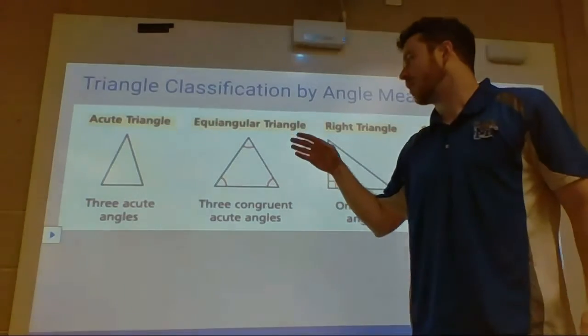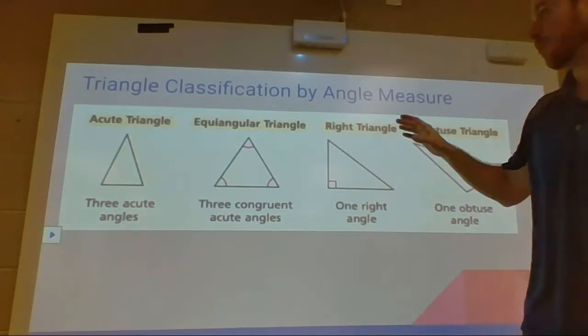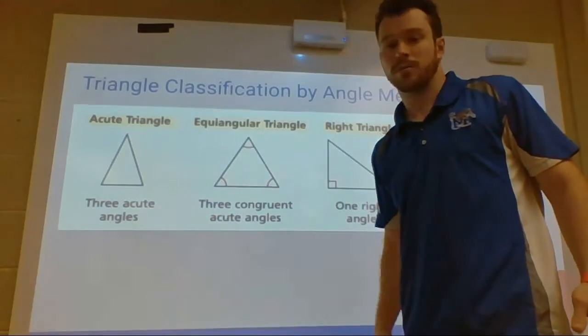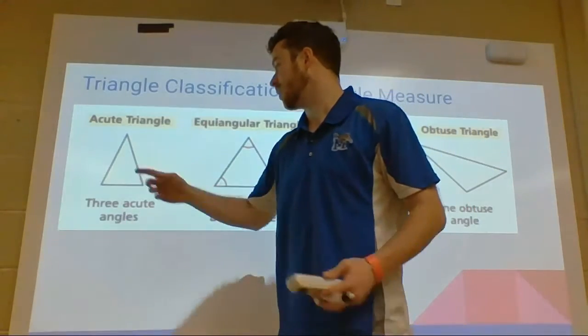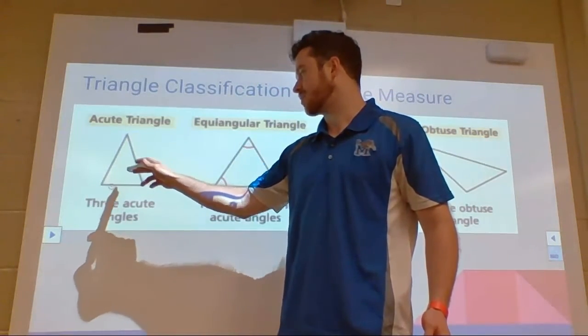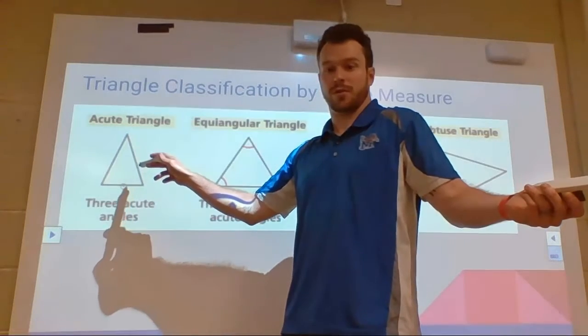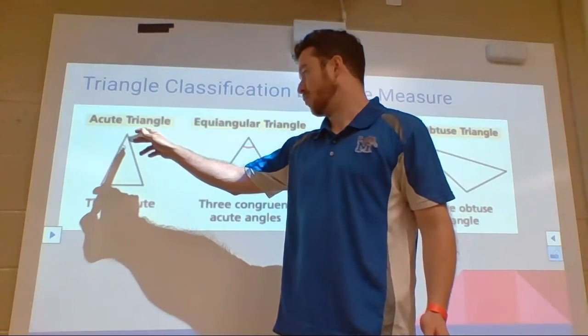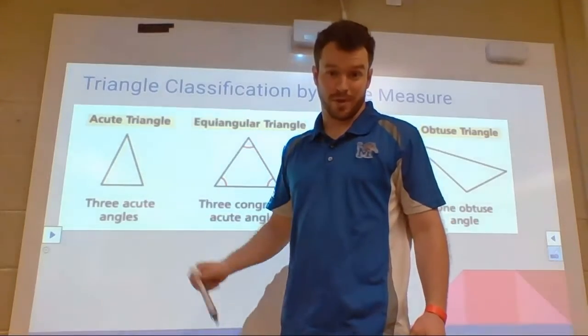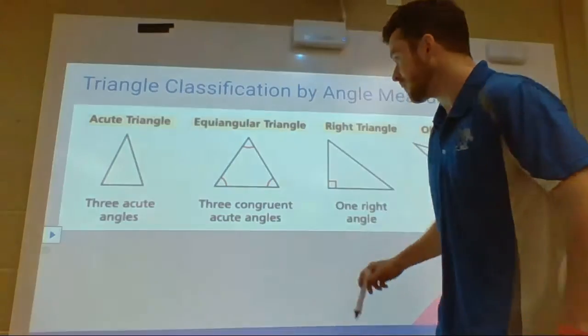So we have four types of triangles when we're classifying them by their angles. So we have an acute triangle, which has just three acute angles. So for example, maybe this angle is 50 degrees, maybe this angle is also 50 degrees. Well, if that's true, this angle would be 80 degrees, which we'll talk about a little bit more when we talk about the Triangle Sum Theorem.